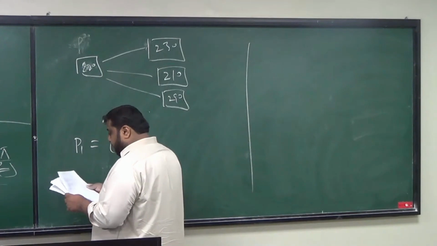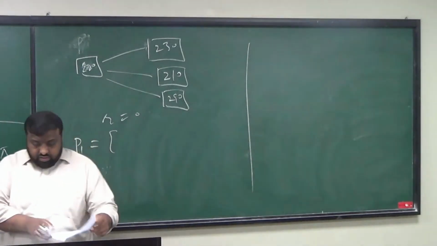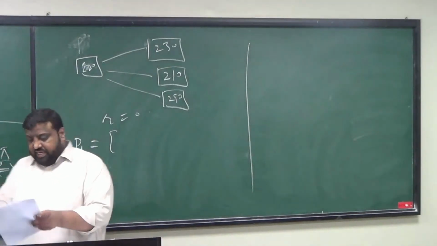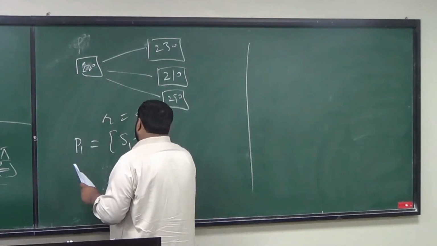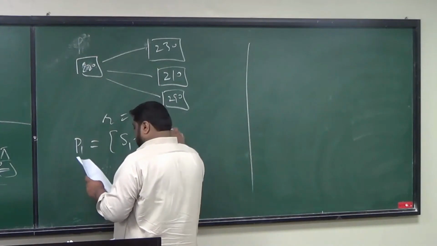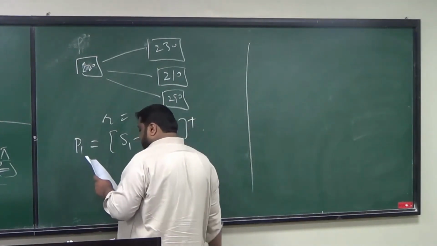Put option, value of put option at time 1. That value is 12 minus, plus.